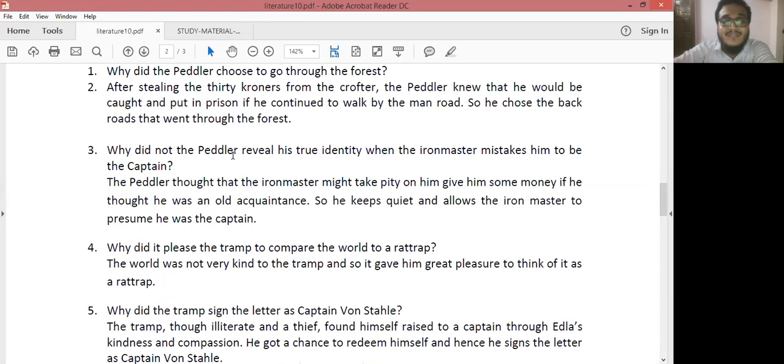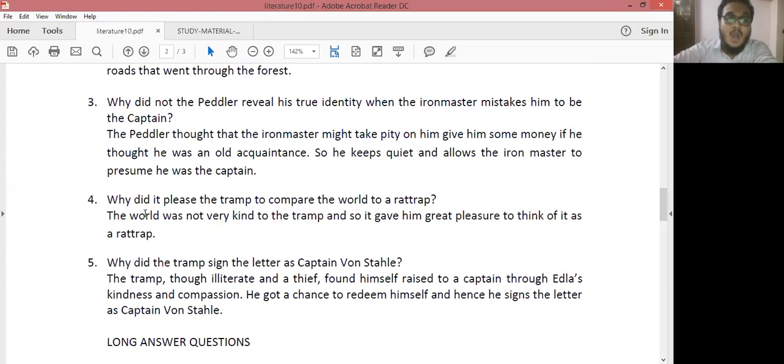Why did the peddler not reveal his true identity when the iron master mistakes him to be the captain? The peddler thought the iron master might take pity on him and give him some money if he thought he was an old acquaintance. So he keeps quiet and allows the iron master to presume he was the captain. So he had greed. Students, as being greedy, you come into trouble. When you are in a greedy nature, you come into trouble. The same we can see here.